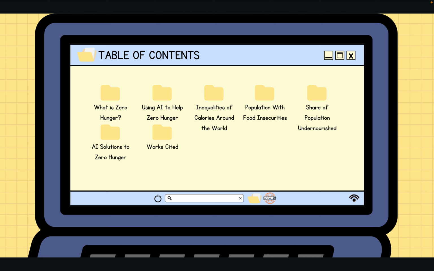So here's the table of contents. First things first, what is zero hunger? Using AI to help zero hunger, inequalities of calories around the world, population with food insecurities, share of population undernourished, AI solutions to zero hunger, and then finally we're excited. And these will be some of the topics we're going to be going over in this presentation.